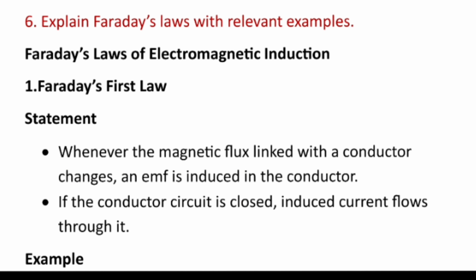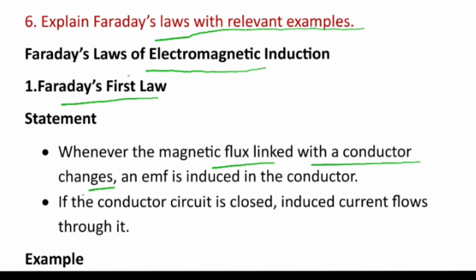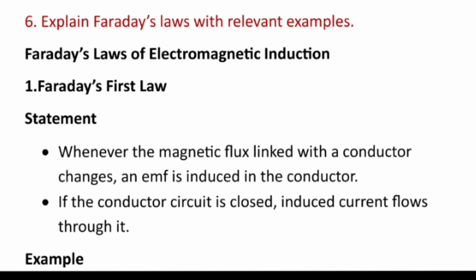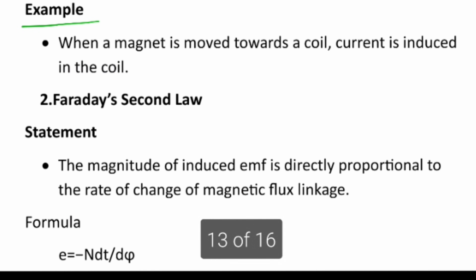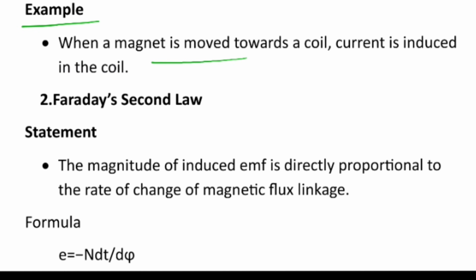Next we will explain Faraday's law with relevant examples. Faraday's first law statement: whenever the magnetic flux linked with a conductor changes, an EMF is induced in the conductor. If the conductor is in a closed circuit, induced current flows through it. Example: when a magnet moves towards the coil, current is induced in the coil.